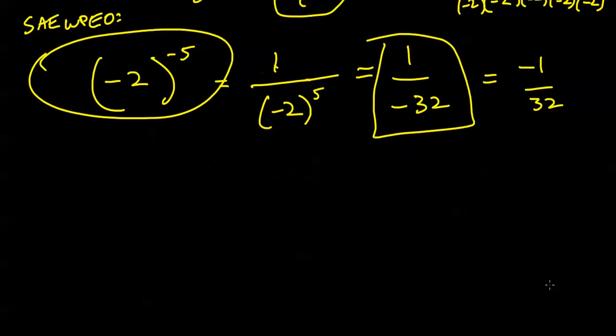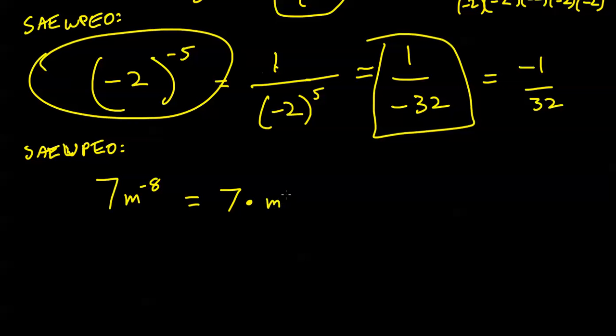Alright, more on negative exponents. How about something like this? Simplify and express with positive exponents only. 7m to the minus 8th power. Well, notice that's an implied multiplication between the 7 and the m to the minus 8th power, and we need to deal with this exponent first before we multiply.